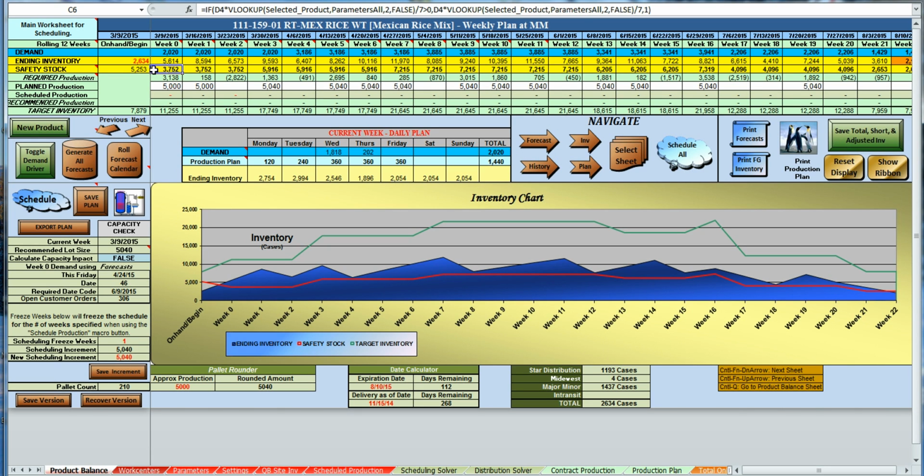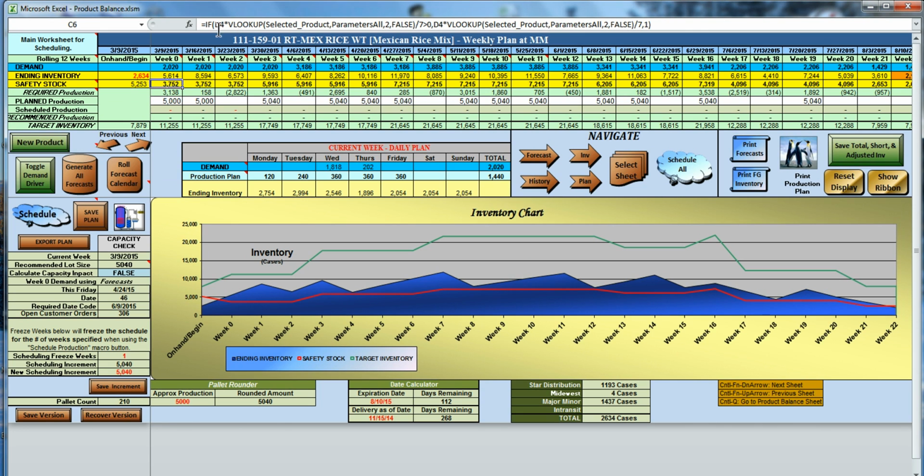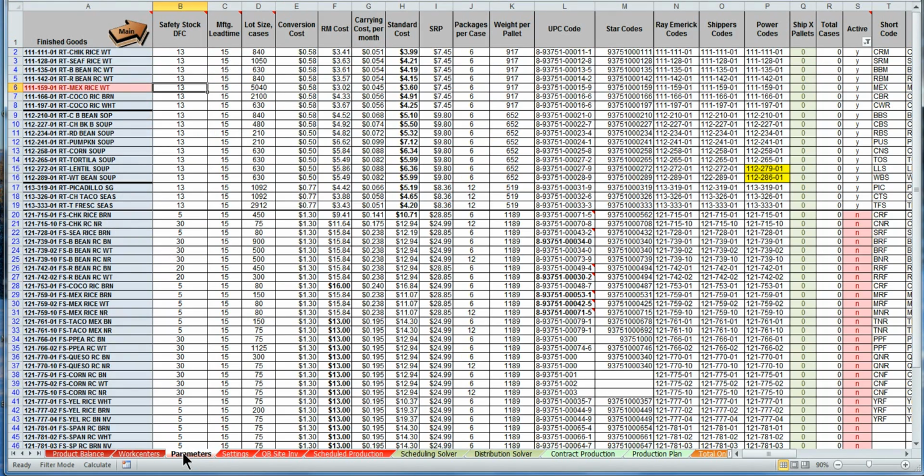Now if you notice, I'll take one of the cells here, we're making a reference back with our VLOOKUP to our parameter sheet, and the parameter sheet holds settings by product where we can adjust individual products to have different safety stock levels. Now what I mean by that is if we look at that sheet, we'll go there, and the highlighted in red is the one that we're currently working on.